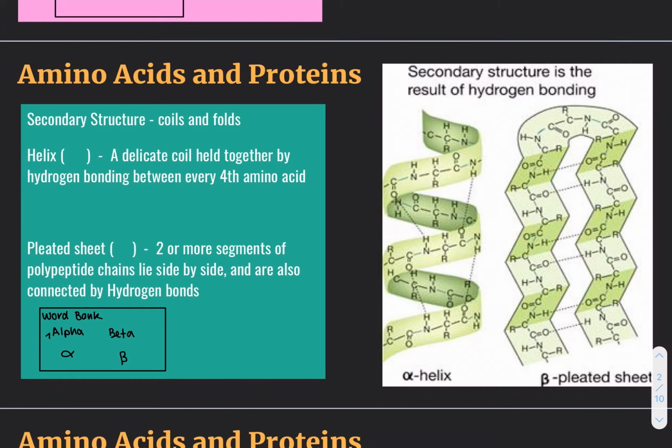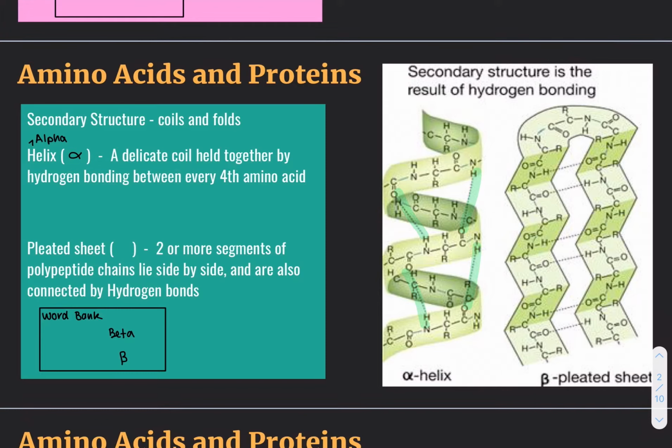Next we have the secondary structure. And there are two main forms of this you will see. So the first one is going to be coils, also known as alpha helixes. And it's just going to have the symbol of kind of like a little fish. So this is a delicate coil held together by hydrogen bonding between every fourth amino acid. So if you look at the diagram here, it's just a little curlicue, but it's going to have hydrogen bonds all throughout it to help out with its structure.